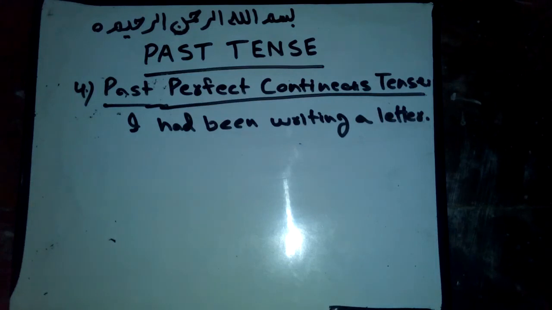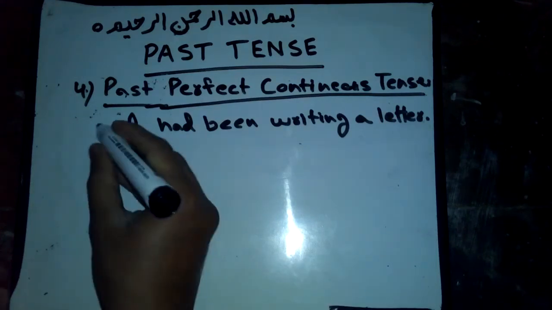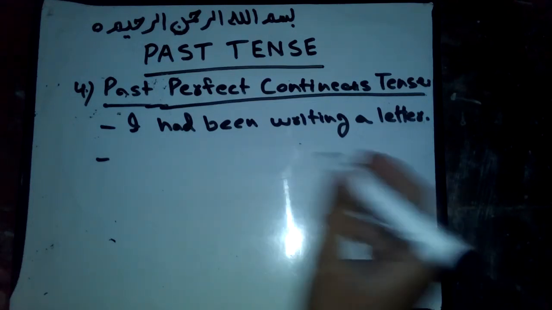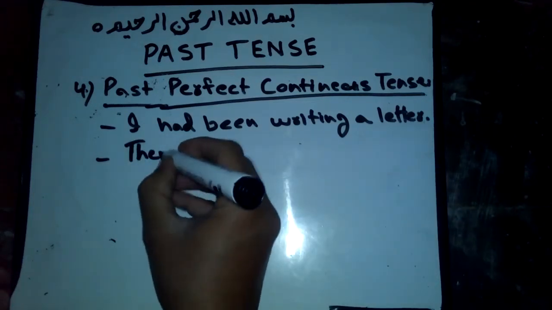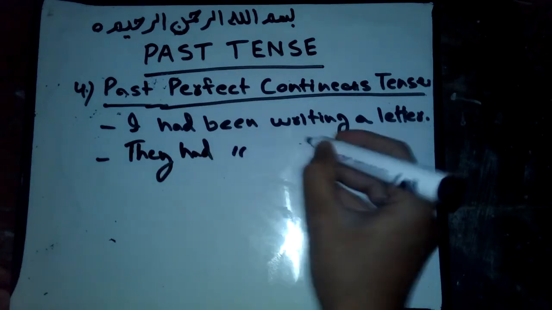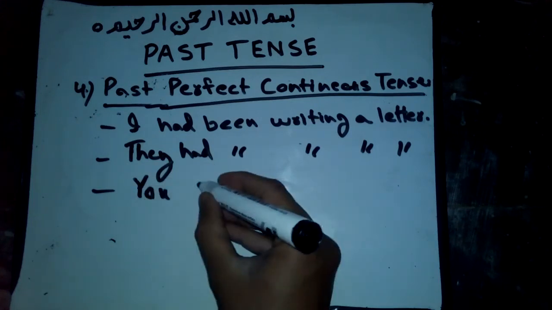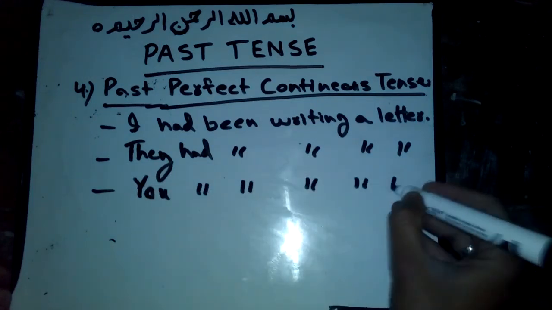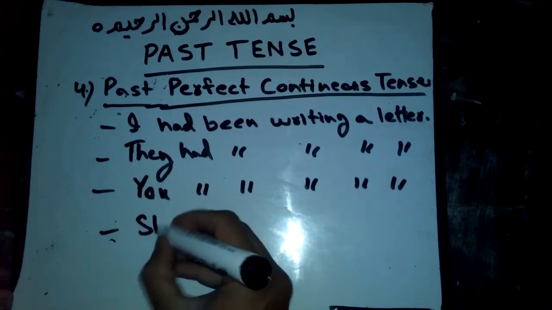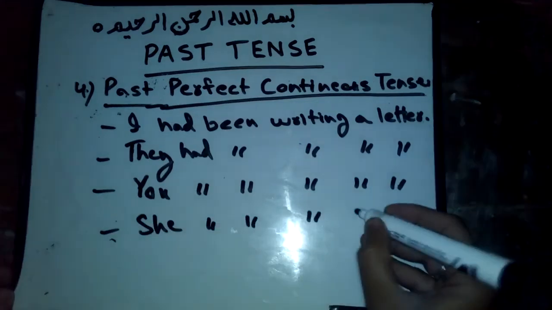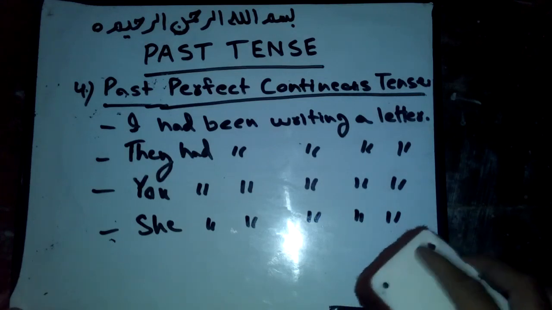Now, how can we use this tense with other pronouns? I had been writing a letter. They had been writing a letter. You had been writing a letter. She had been writing a letter. So it was all about past tense.